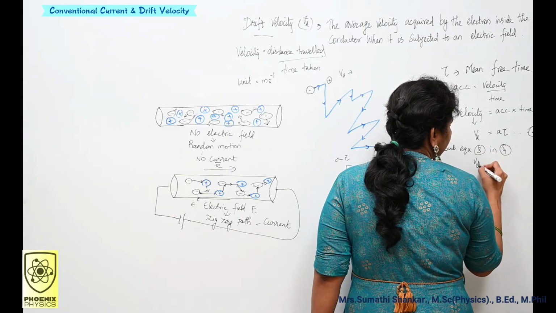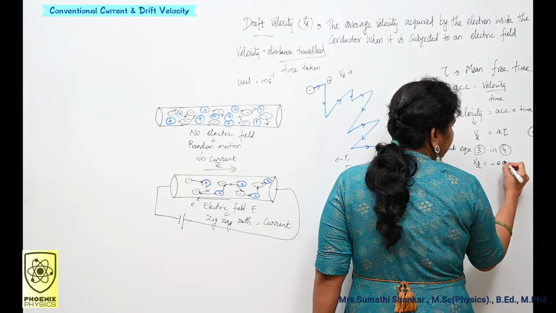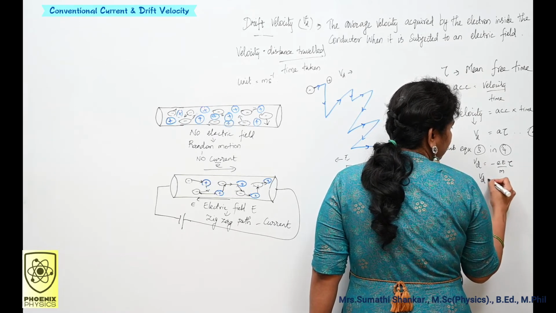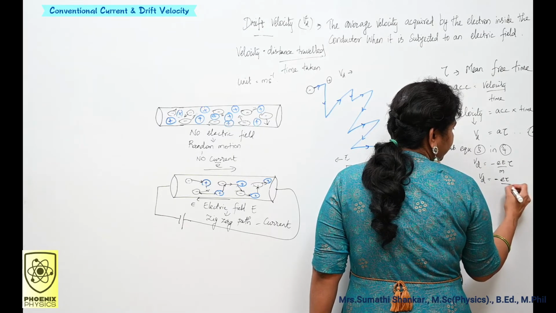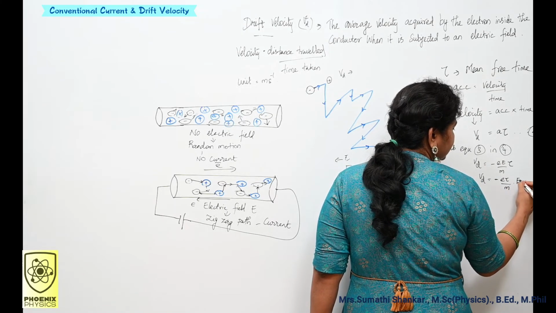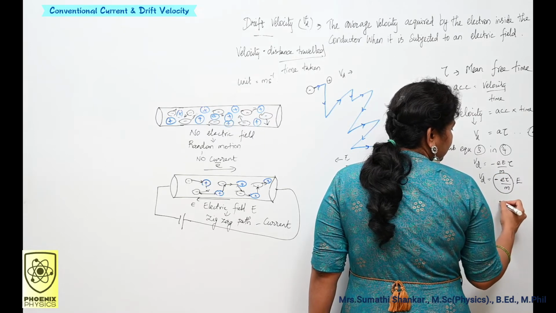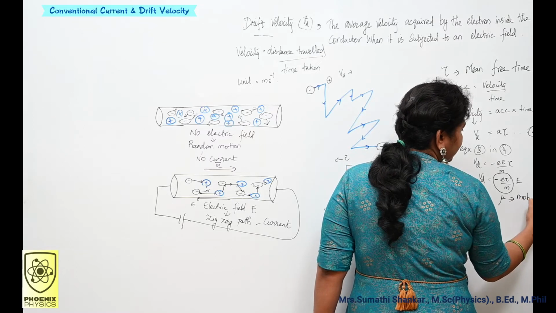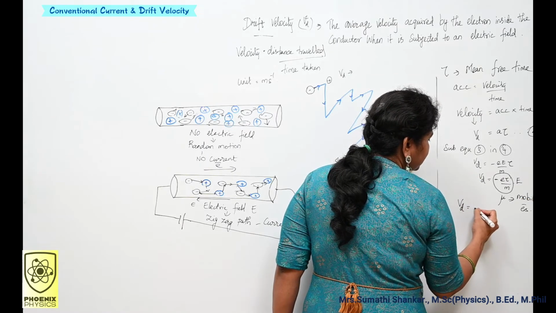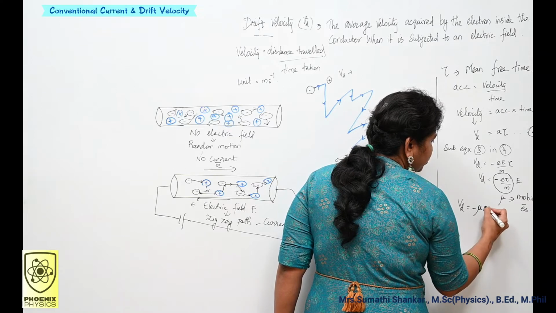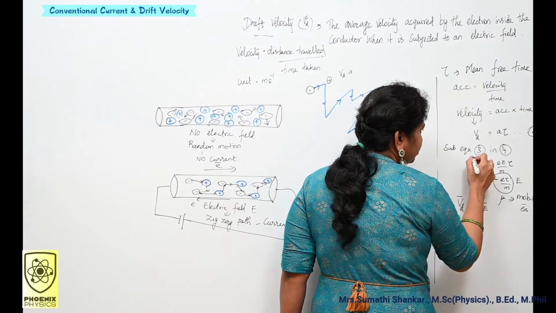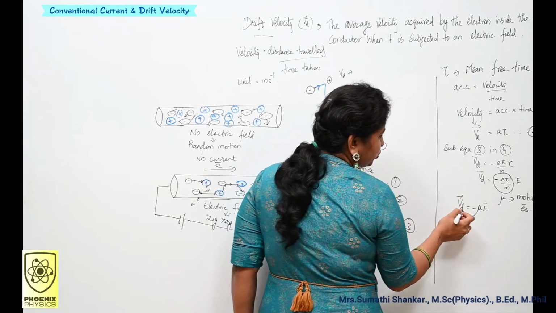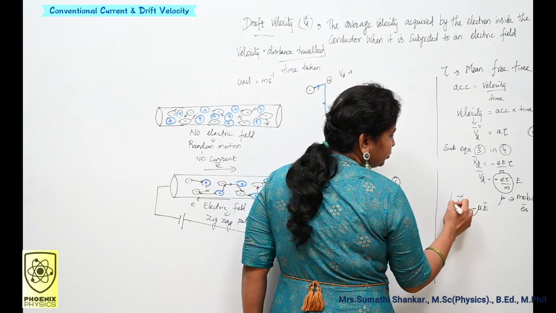So Vd is equal to minus eE by m into tau. Just rearrange this equation: minus e tau by m into E. This is nothing but mu. What is this mu? Mu is the mobility of the electron. So Vd can be written as minus mu into E. All are vector quantities, so you put the vector notation. So the vector Vd is equal to minus mu into the vector E.